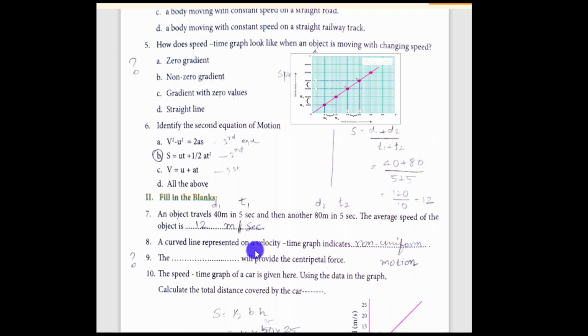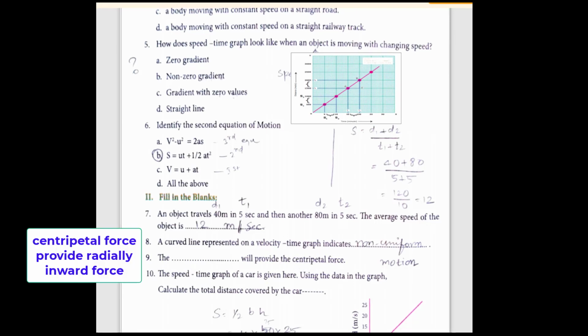A curved line represented on a velocity-time graph indicates non-uniform motion. Okay, this is given in your book. Please check it out. The dash will provide the centripetal force.